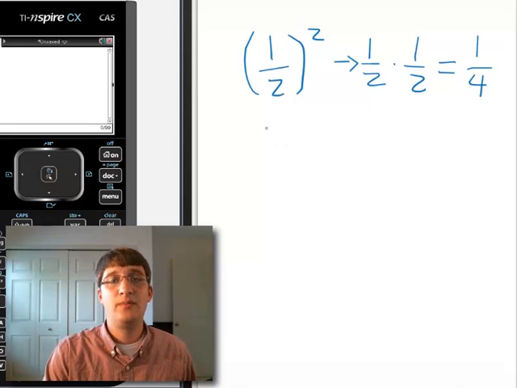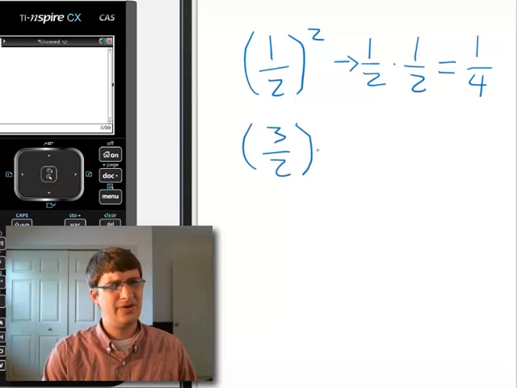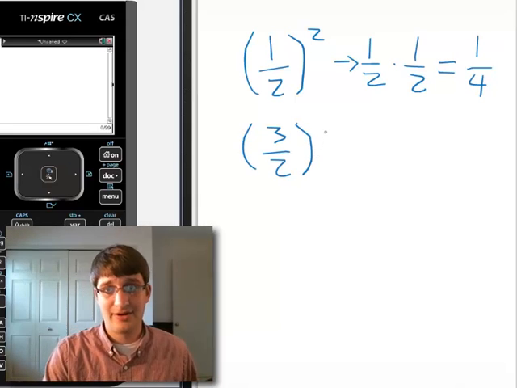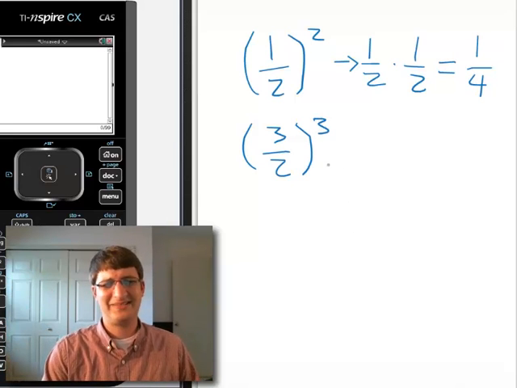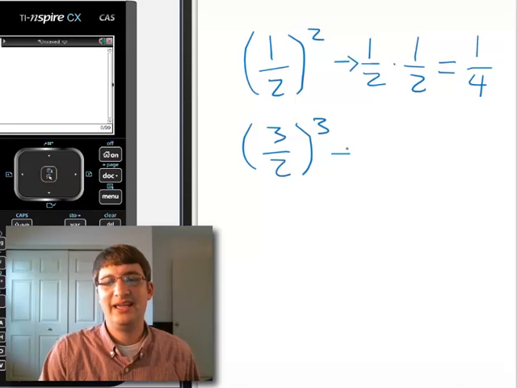Let's just go ahead and try one more out. We have 3 halves here. This time I don't want to raise it to the 2nd power. Let's raise it to the 3rd power. Ooh-wee. Maximize. All right, let's go ahead. I don't know what maximize means. Let's just go ahead and cube this.